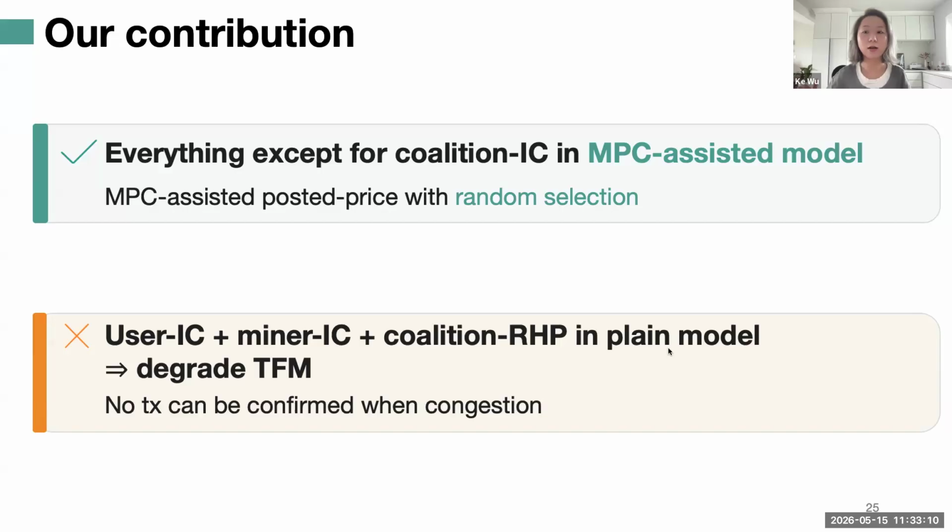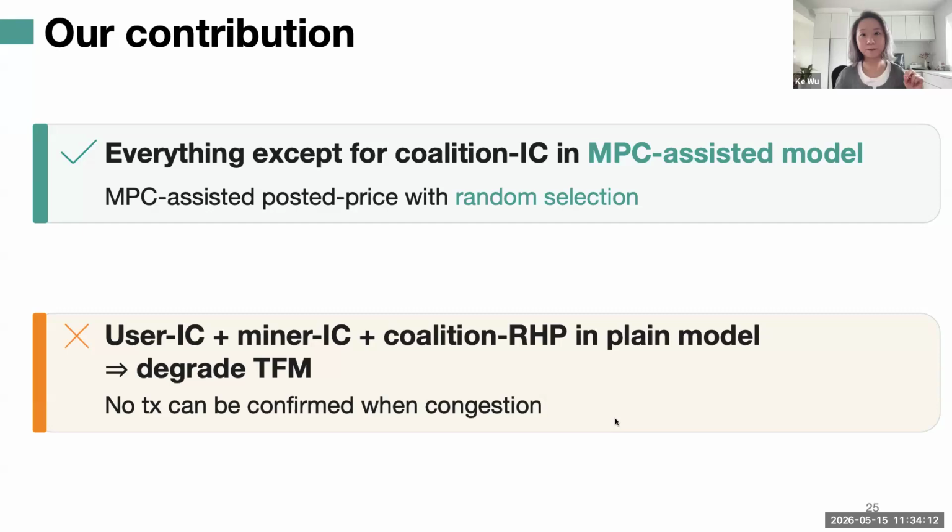In the plain model, where a single miner controls the creation of the block, any transaction fee mechanism that is user IC, miner IC, and coalition rational harm-proof must be degraded, meaning that no transactions can be confirmed when there is congestion, when there are more transactions waiting to be confirmed compared to the block size. So these are the two main results I'm going to cover in today's talk. I will first introduce what this strong model called the MPC-assisted model is, what this mechanism is, and intuitively why it achieves all the desired properties. Then if time allows, I want to walk you through a short proof sketch for a special case of this impossibility, because it gives us a good intuition of what exactly is the power of the MPC-assisted model that circumvents this impossibility.